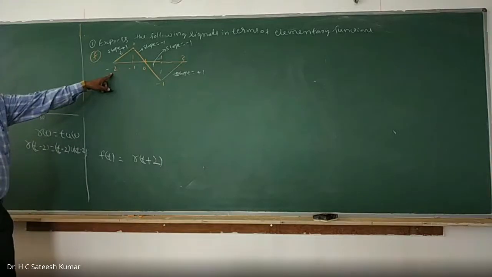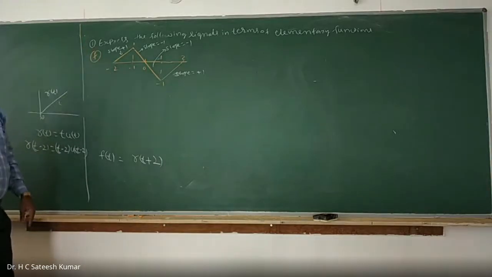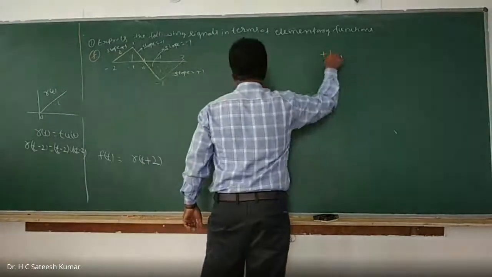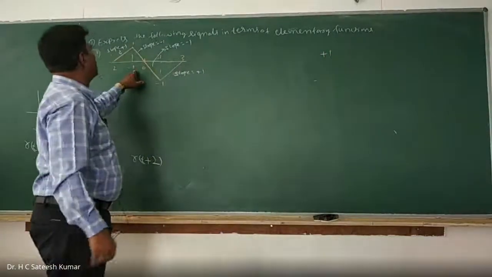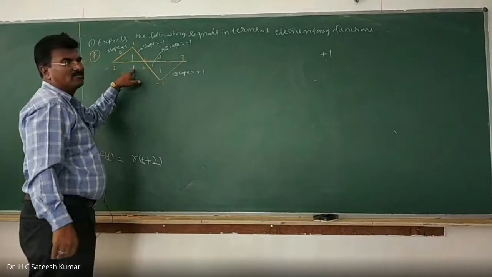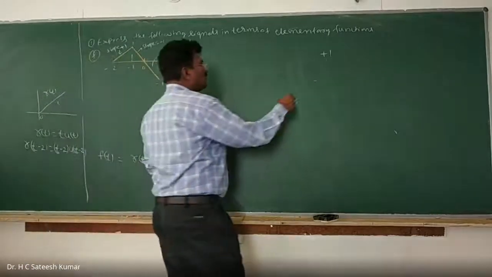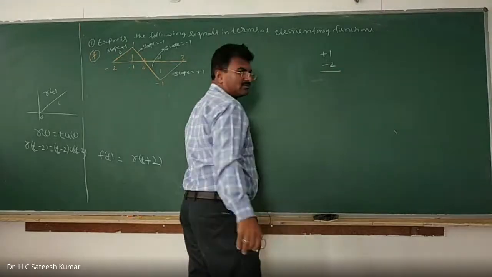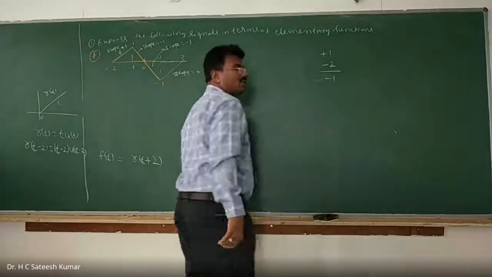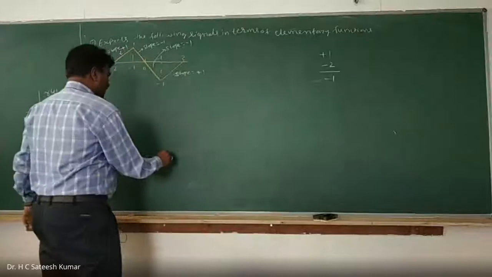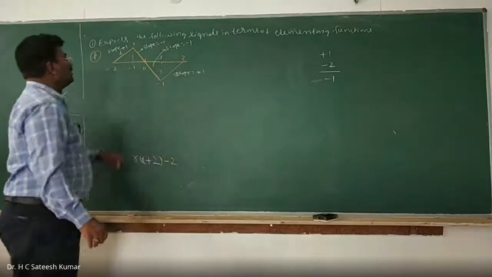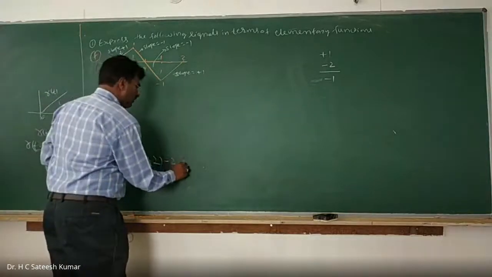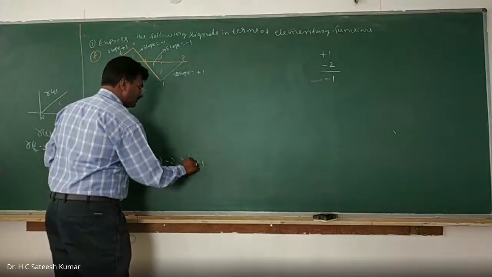Minus 2. Slope is what? 1. Now I have an initial slope of plus 1. Now I want a slope of what? Minus 1, starting from where? Minus 1. So if you want to get a slope of minus 1, what should I add? Minus 2 I should add, so that I'll get a slope of minus 1. So minus 2, where should you add? From minus 1. That is nothing but minus 2 R of t.